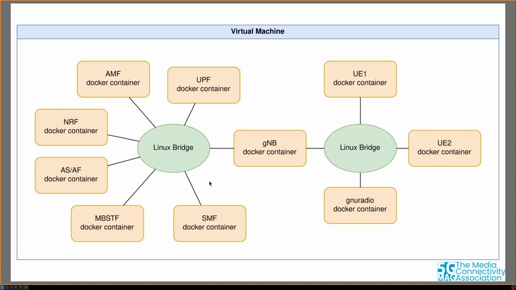Here we have a diagram of the deployment that we're going to use. We deploy all the components in a single virtual machine, and each component is inside its own Docker container. To make debugging easier, we chose to segregate the traffic in two different Linux bridges, in order to have traffic between the UEs and the gNodeBs apart from the rest of the traffic.